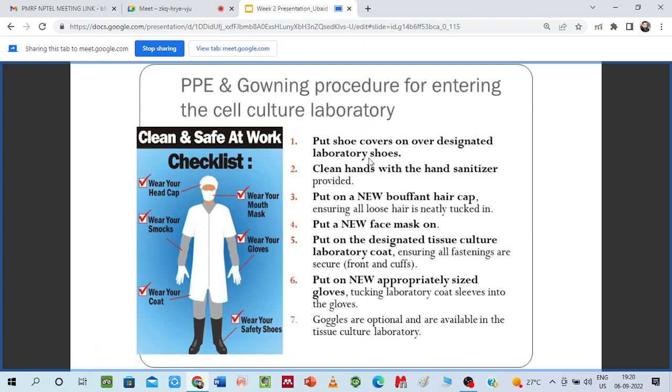And before entering the lab, you have to clean your hands with sanitizer, or you have to wash your hands with soap. Then you have to enter the lab. You enter some common area between the cell culture lab and your normal lab. In that area, these things are placed: gloves, lab coats, masks, different shoes or shoe covers, or slippers. They are placed so that you can wear them.